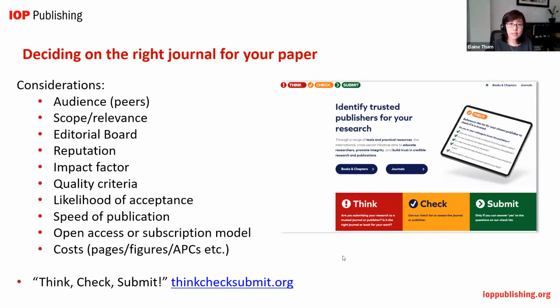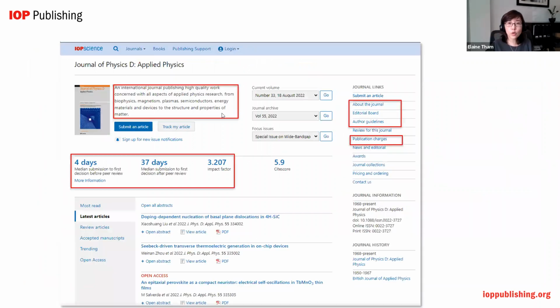You can visit this website. It's called Think, Check, Submit, which will help you identify trustworthy publishers for your work. Most of the information I mentioned on the journal can be found on the journal's homepage, including the scope, publication times, editorial board information, and publication charges.